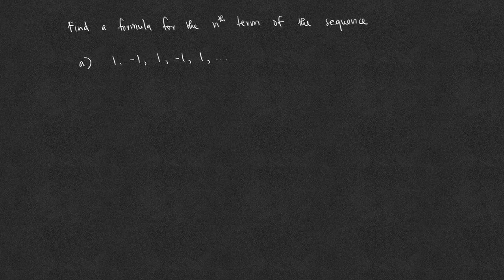Find a formula for the nth term of the sequence 1, -1, 1, -1, 1. This is what is known as an alternating sequence because it's alternating in the sign. And for an alternating sequence, the expression that will determine the sign is -1 to the n power. However, we usually want n to start with 1.